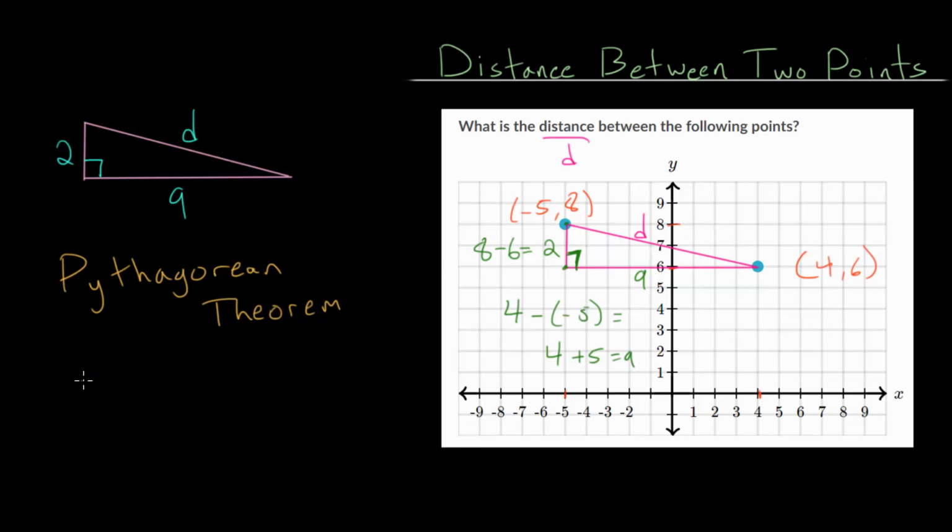Specifically, if we write it mathematically, it's written as a squared plus b squared is equal to c squared when we have, let's say, some random right triangle where the legs of the triangle are a and b, and the long side of the triangle, the hypotenuse, is length c. So we want to use this theorem to figure out what this missing side length is, what d is equal to.